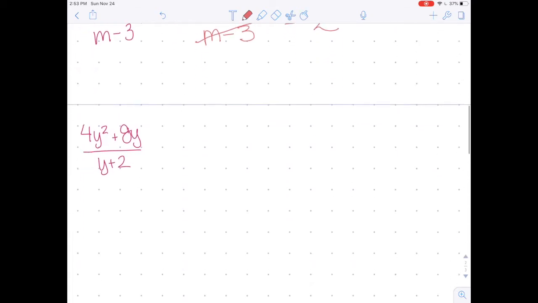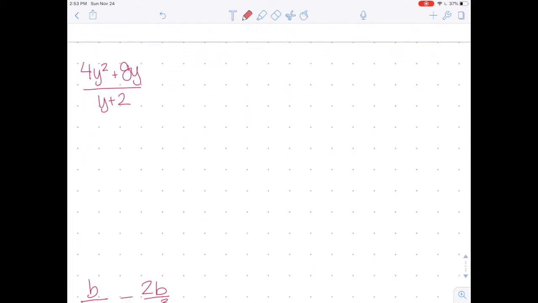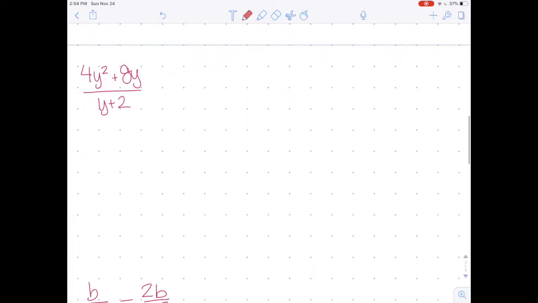Let's try one more. We got kind of the same thing happening here. We have to think, what can we factor out? Well, 4 and 8, I can take a 4 out of both of those. And y squared and y, I can take a y out of both of those. So 4y squared, if I take out 4y, I'm just left with 1y. Plus 8y divided by 4y gives me 2. Then I have 4y times y plus 2 over y plus 2. So these both cancel out again, and this is just 4y.